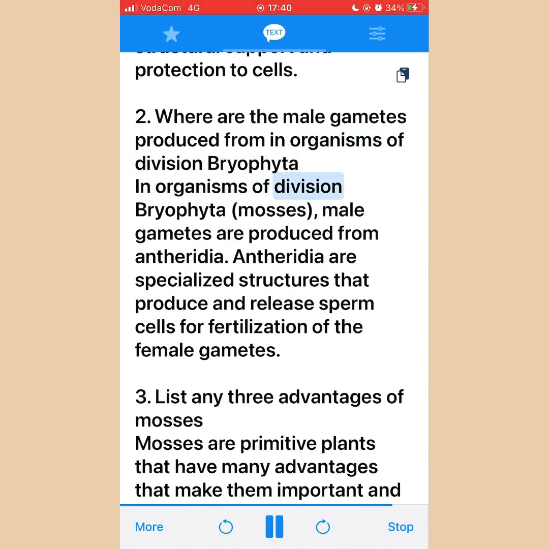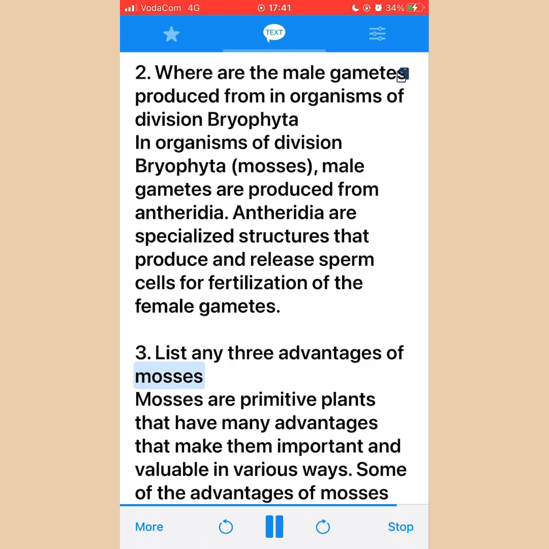2. Where are the male gametes produced from in organisms of division Bryophyta? In organisms of division Bryophyta, mosses, male gametes are produced from antheridia. Antheridia are specialized structures that produce and release sperm cells for fertilization of the female gametes. 3. List any 3 advantages of mosses.